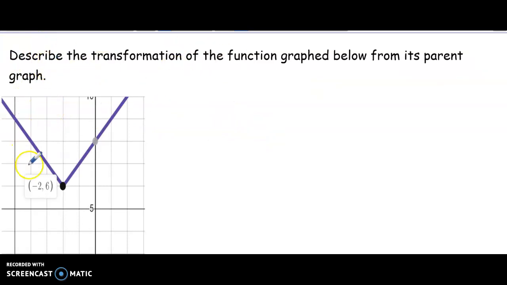Describe the transformation from its parent graph. Parent graph, remember, is here. All right, so it still opens up, but it's shifted to the left 2, so that means +2. It's moved up 6.